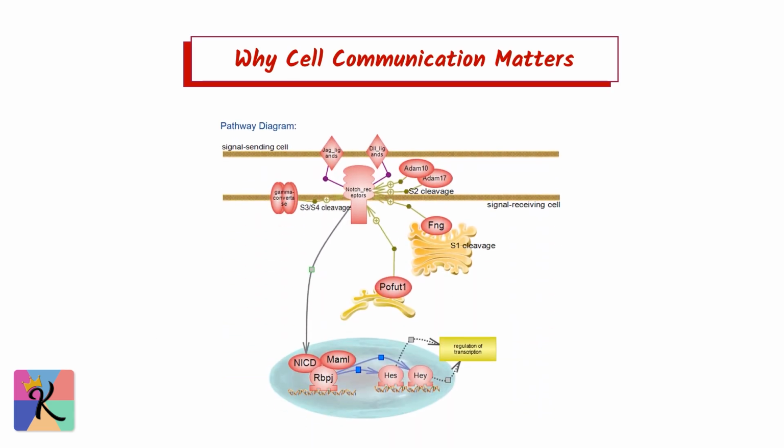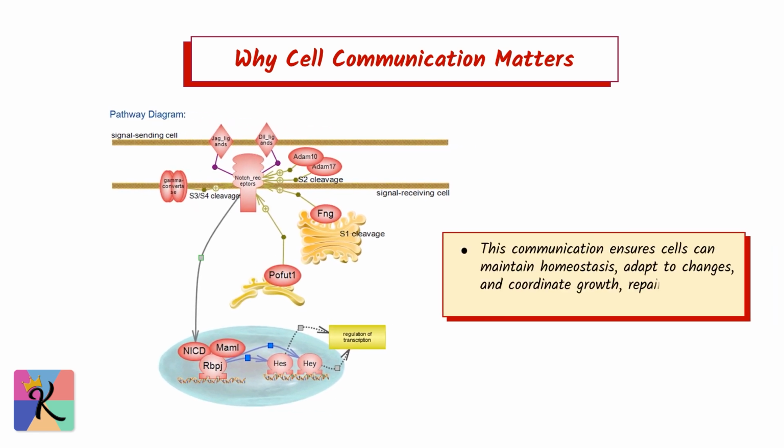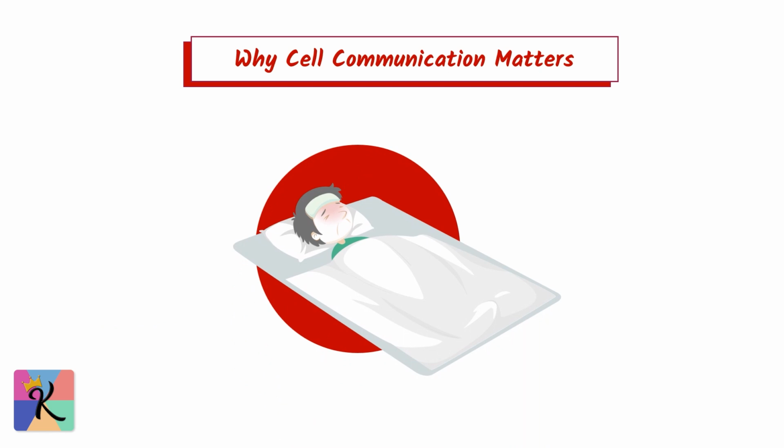Cells need to communicate to keep everything running smoothly, much like people in a city need to communicate to keep things organized. This communication ensures cells can maintain homeostasis, adapt to changes, and coordinate growth, repair, and defense against threats. Without this cellular chatter, our bodies wouldn't function as a unified whole.